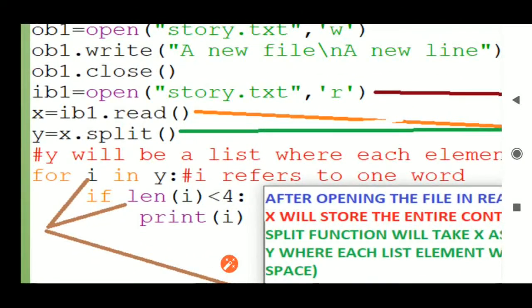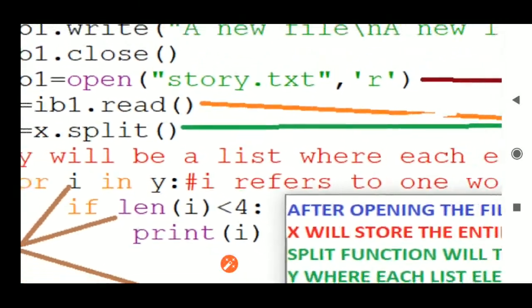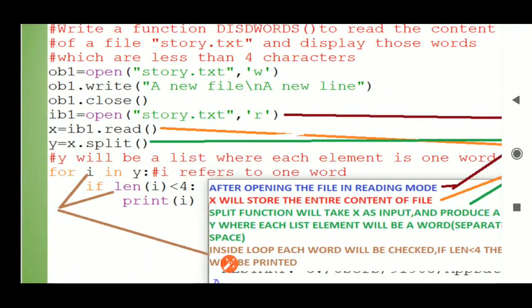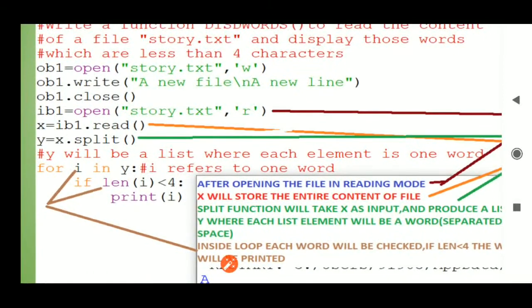What we are doing, y equals x.split. That means split is a function, and inside the round brackets of split we have not provided any character. That means by default it will take a blank space. Split will take x as input, produce a list, and store the list in y. It will just make a list y where each element of y will be a word, separated by blank space.